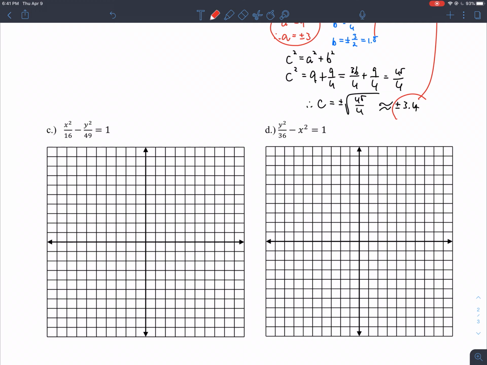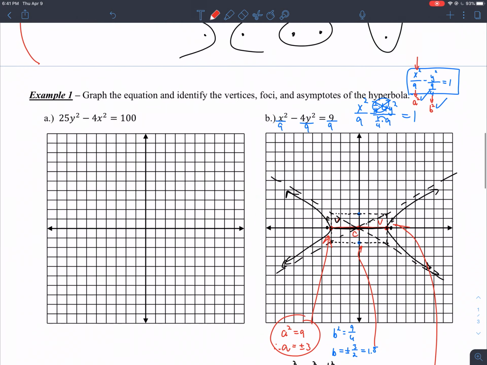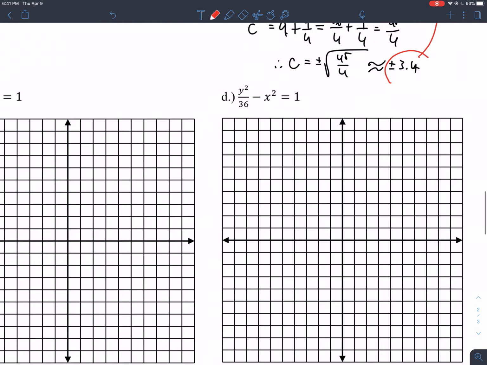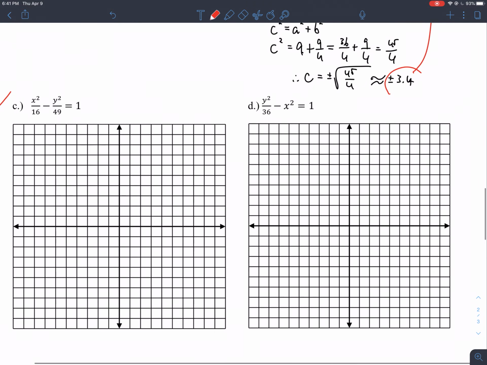So I'm going to do letter D with you. And then again, please, the completed note sheets. This is done, and this is done, so you can go check yourself and do those if you want. All right? So letter D is already in standard form.